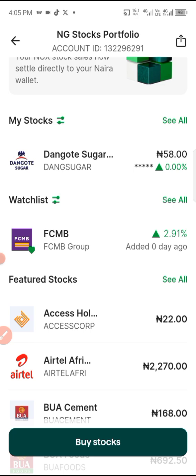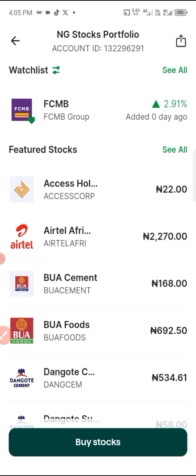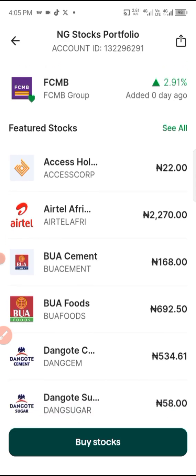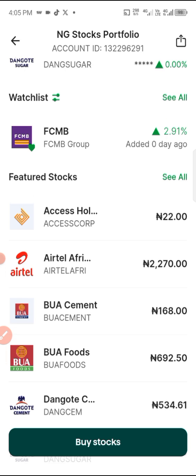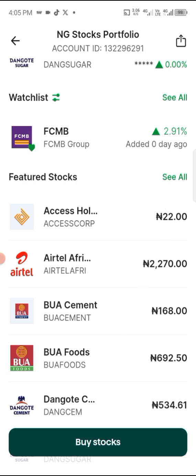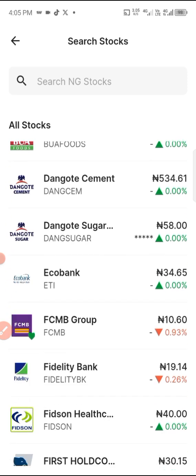FCMB. Here, this is where you click on CO, where we have Access, the Airtime, we also have the BUA Cement, we have the BUA Foods, we have Dangote, several of them. Okay, so you can come down to this point where we have this CO. Click on it. It will display all the stocks that we have when it comes to Nigeria.